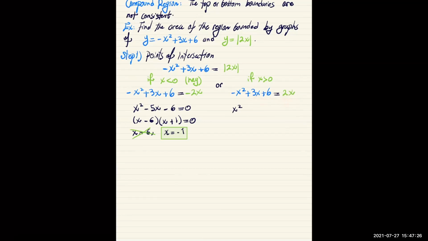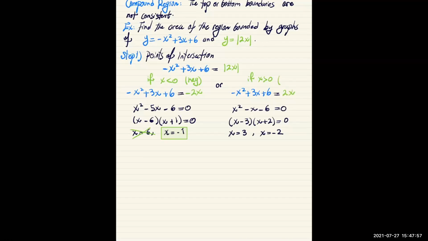2x minus 3x is -x. Move the 6 over. It becomes -6. Set it equal to 0. Factor it out. You get x minus 3 and x plus 2. That gives us two solutions, x equal to +3 and x equal to -2. Which one of them is valid? 3. -2.